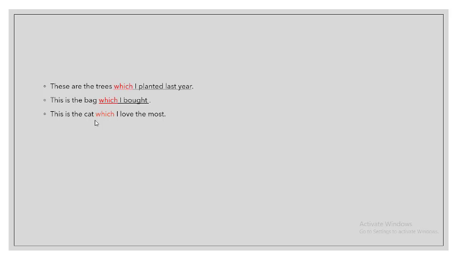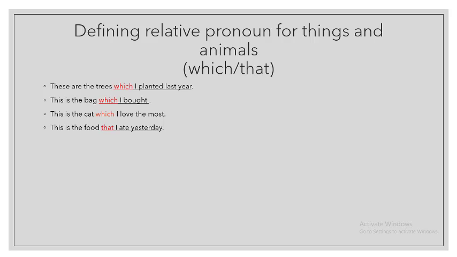Great. See the following sentence. This is the food that I ate yesterday. I used that, right? And before the word that, I used food. Great. And food is an object or a person? Yes, it's an object, and we used that. We observe that we use which and that for objects and animals. Great. We call them defining relative pronouns for things and animals, which and that.